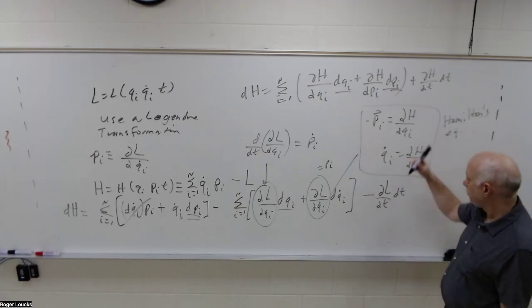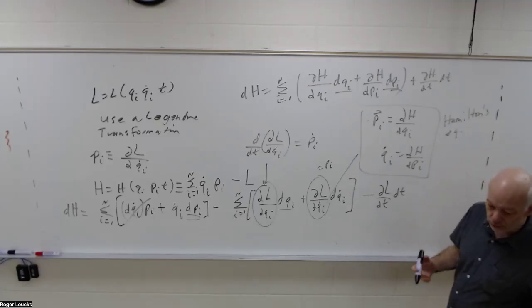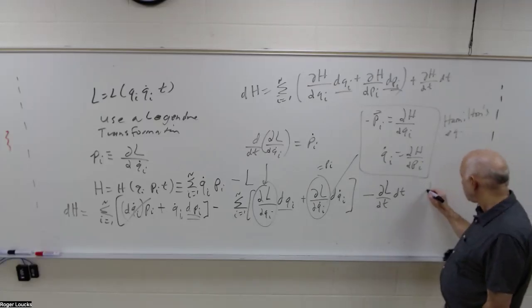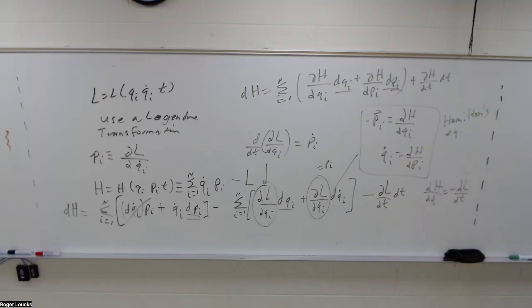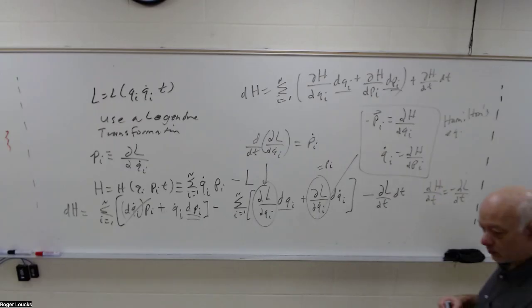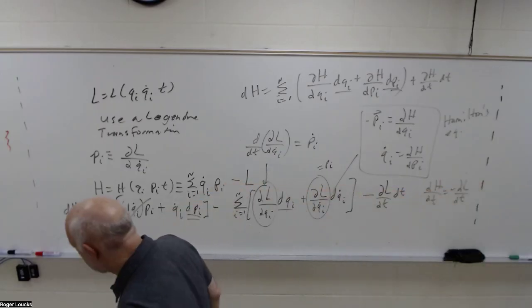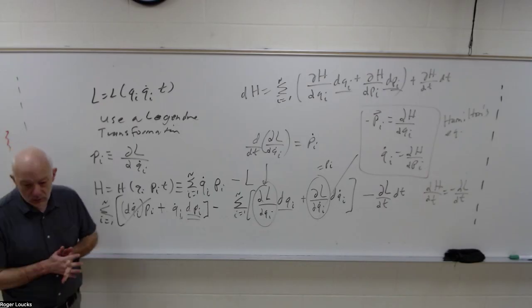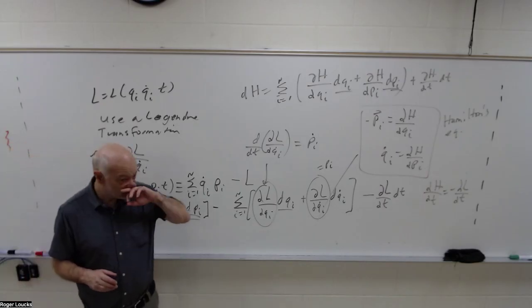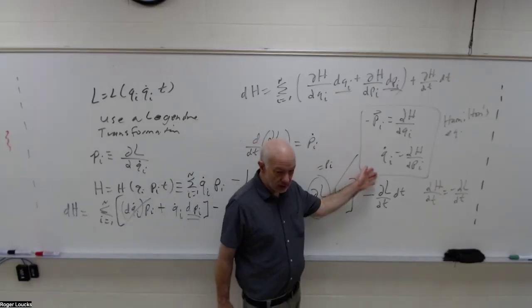But then we can do the last one here as well, which no one worries about. This is partial H with respect to t equals minus partial L with respect to t. Does that make sense? Now, what order equations are those? First order, but how many are there? 2n, because we have n for these and n for these.